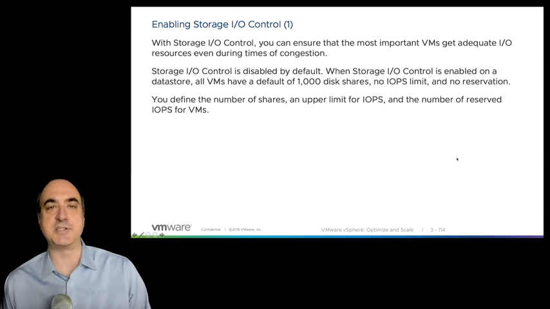By default, no VM has an IOPS reservation. No VM has an IOPS limit by default, but every VM does get 1,000 disk shares by default. So right out of the box, you enable storage I/O control, and all the VMs are essentially equalized. And you can adjust the shares if you like. This is the old-fashioned way. You would adjust the shares on the VM's settings page for each of the different virtual machines.